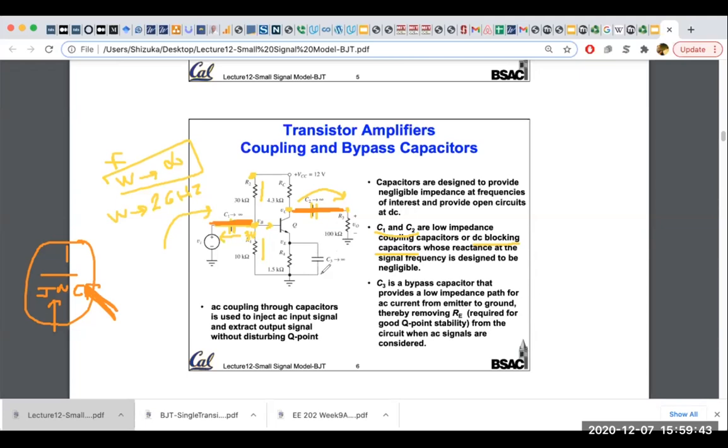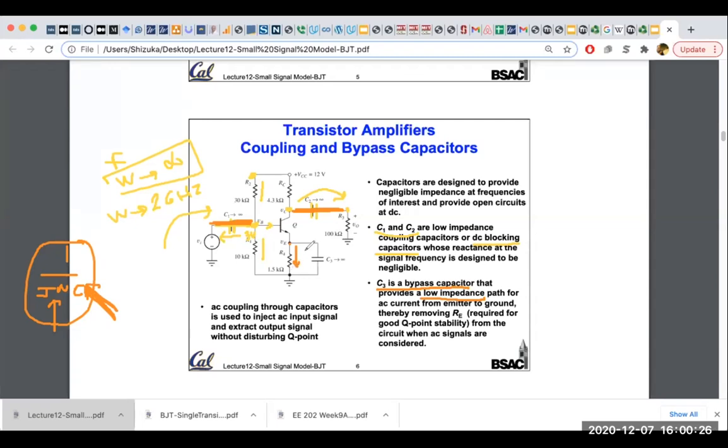And there is this C3 also, and C3 is a bypass cap. The purpose of a bypass cap is to provide a low impedance path. What does that mean? If I don't put this cap here, this VE will only see this 1.5 kilohm, okay? And you'll see that this one-stage amplifier will not have so much gain, and will not have so much swing, because this resistance will kill your gain. You'll see how in the later lectures or later slides.